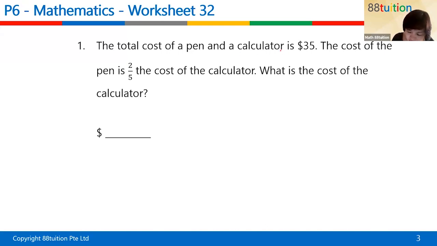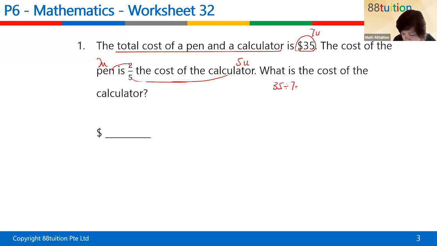So the total cost of these two items is 35, and the cost of the pen is 2 units, while the calculator is 5 units. So calculator 5U and pen is 2U. So in total, this must be 7U. So what you need to do, divide by 7. Each unit is 5. So you need to find calculator is 25. Okay? This is easy.